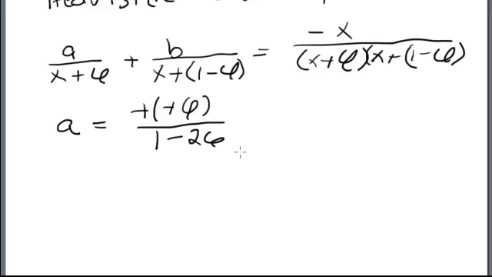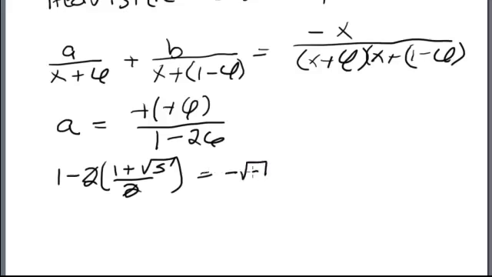And then again, with the symmetries with phi, we can look and see what this looks like. So this is 1 minus 2 times 1 plus the square root of 5 over 2. The 2's cancel. And that's going to be 1 minus 1 minus the square root of 5, so that's just going to equal minus the square root of 5. So a is equal to minus phi over the square root of 5.